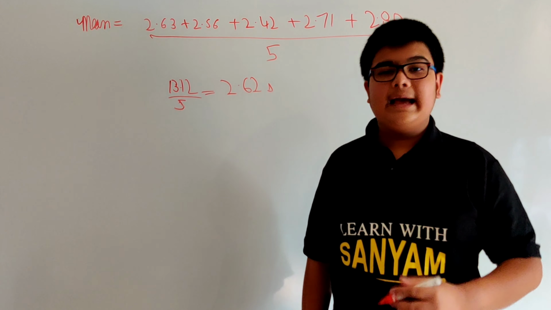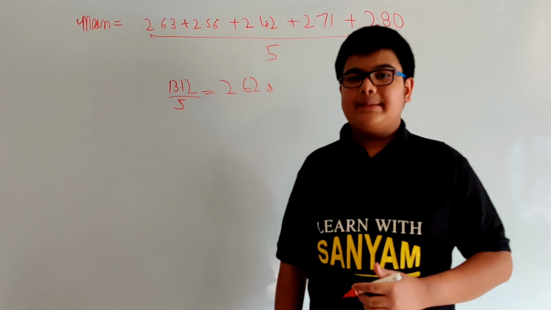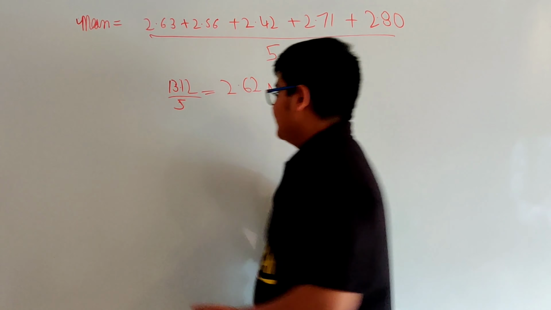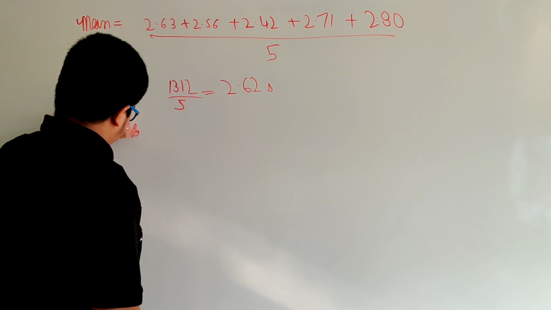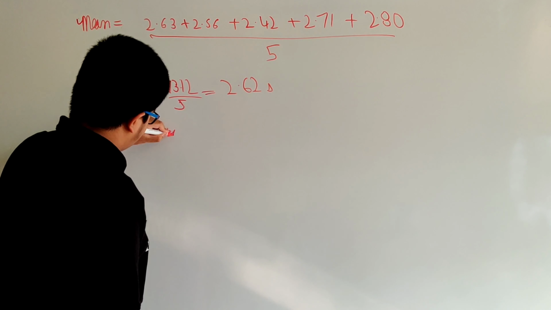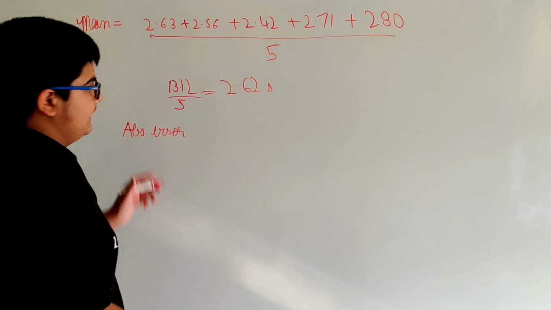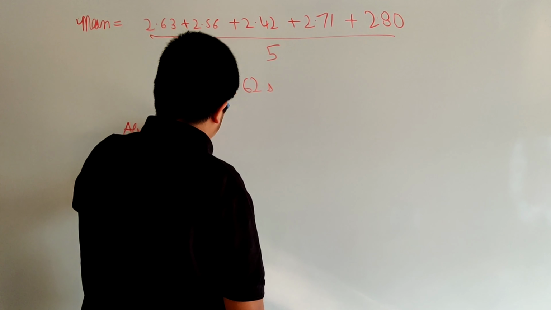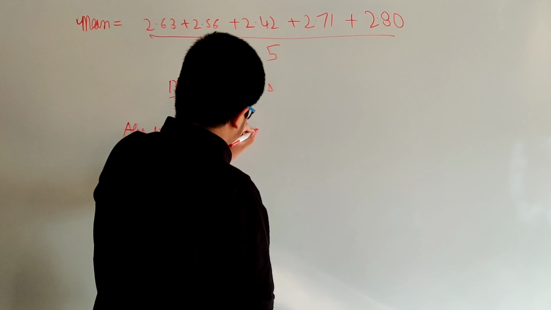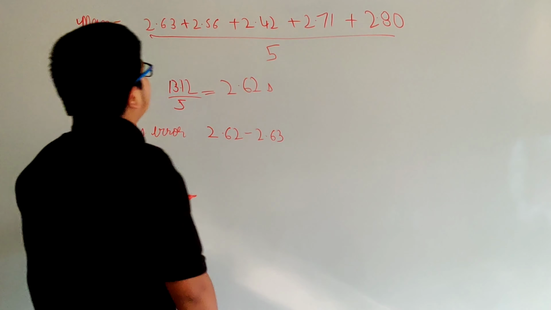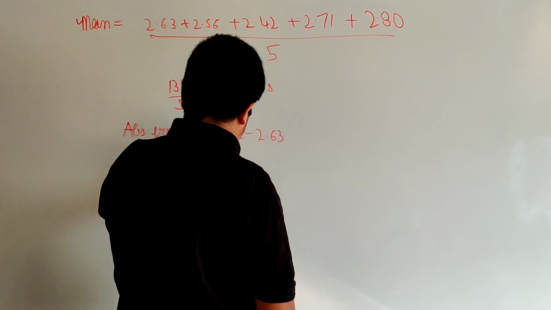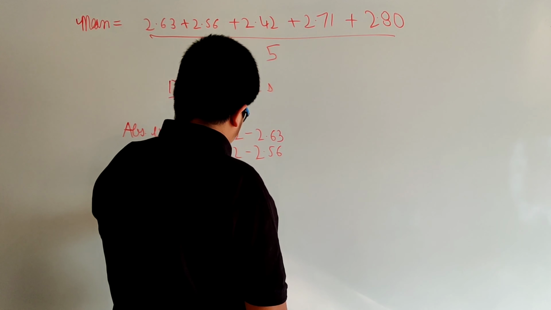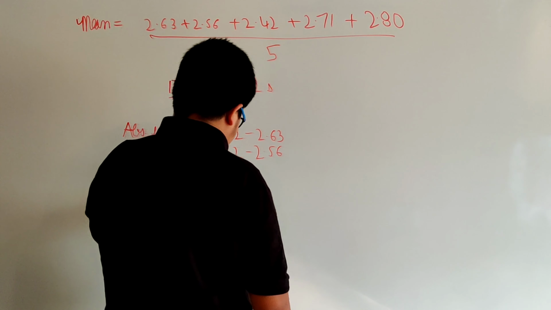So first, let's find out the absolute error. As you know, the formula of absolute error is modulus of mean minus measured value. So therefore, absolute error will be different for different values. For the first value, that's 2.63, it will become 2.62 minus 2.63. For the second value, it will become 2.62 minus 2.56. For the third value, it will become 2.62 minus 2.42.